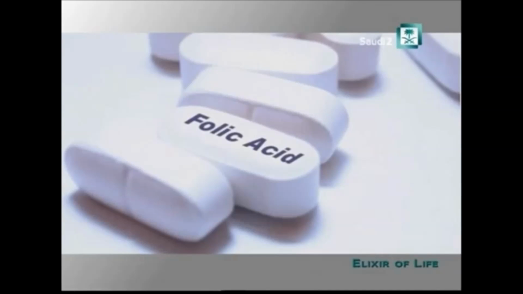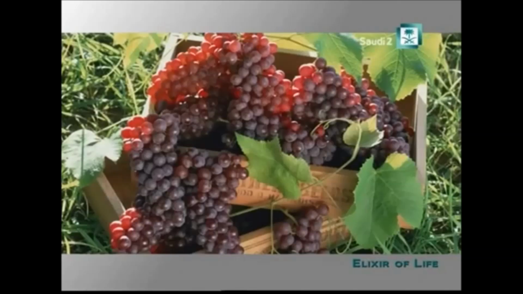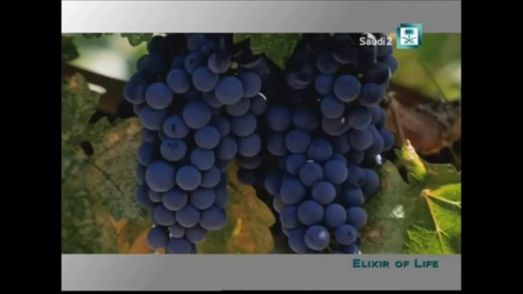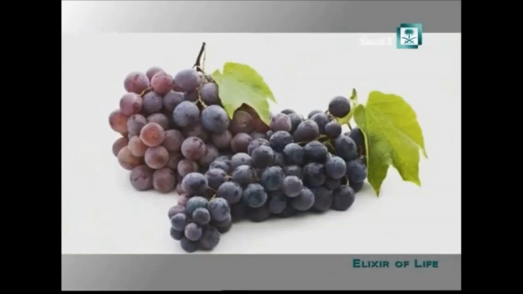Folic acid. Nutritionists advise pregnant women to consume red grapes in the first few months of pregnancy. They promote cell division and proper child gestation during those first few weeks. It's important to note that red grapes' high sugar content is not good for diabetics.